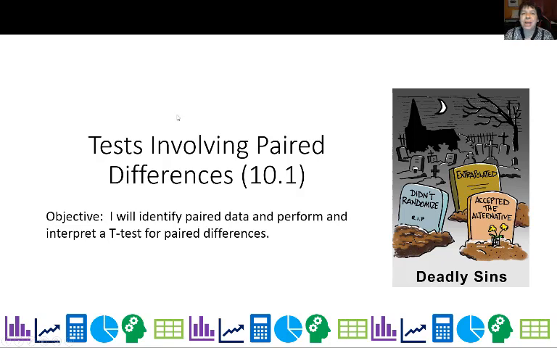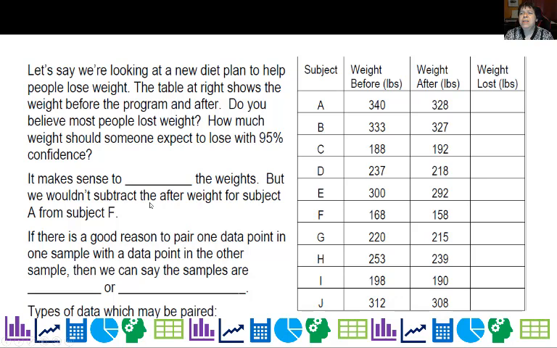All right, so today we're talking about tests involving paired differences. Let's say we're looking at a new diet plan to help people lose weight. The table at right shows the weight before the program and after. Do you believe most people lost weight, or on average, did people lose weight? So, how much weight should someone expect to lose with 95% confidence? That's what we're going to be looking at in this lesson: how do we determine if there actually is a difference, and then also determine how big a difference could be.